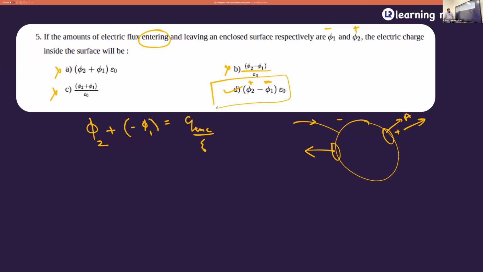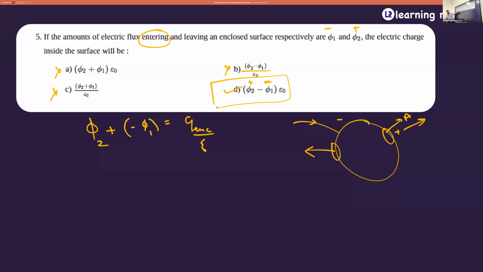But as I told you, what is the mistake with the first option? The addition is happening. When can that be the right answer? When they say the flux is getting released. When the flux is coming outward, then option A would have been the right answer. Second one, what is wrong? Phi 2 minus phi 1 divided by epsilon naught. It doesn't make sense at all.